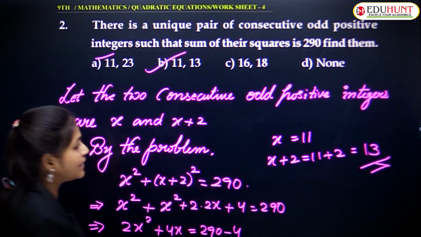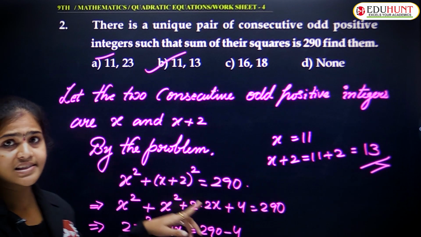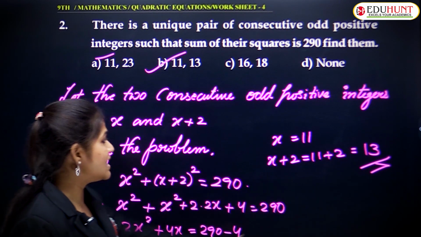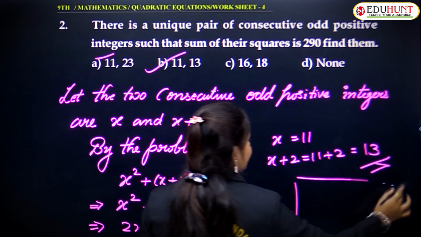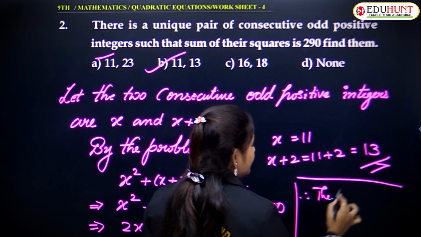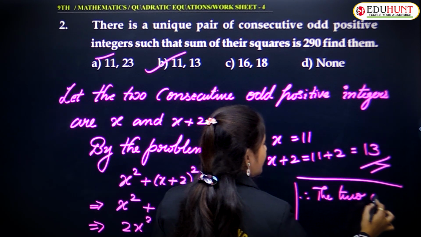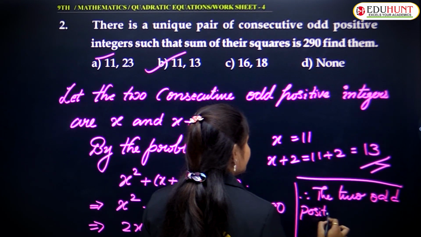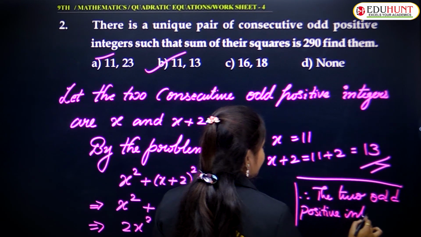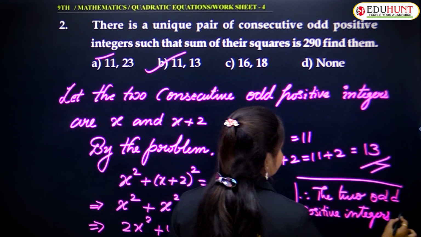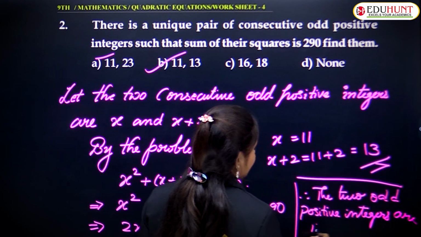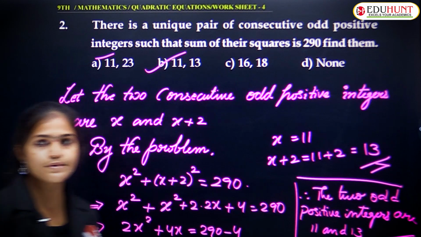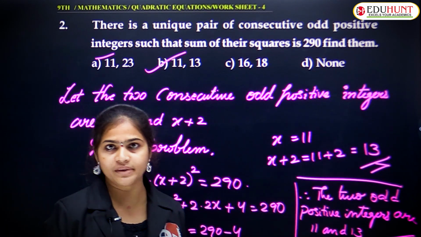Yes, 11 and 13. And the last step I told you, the result is converted into verbal form. So that is nothing but: therefore, the two odd positive integers are 11 and 13. That's it, just written in sentence form. That one is only the verbal form here.